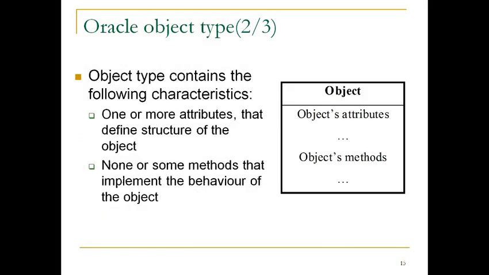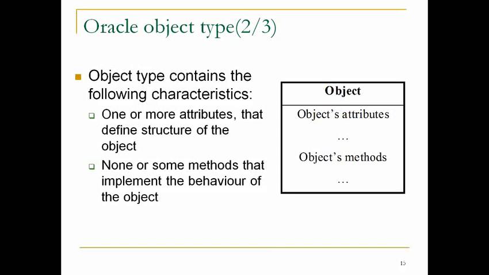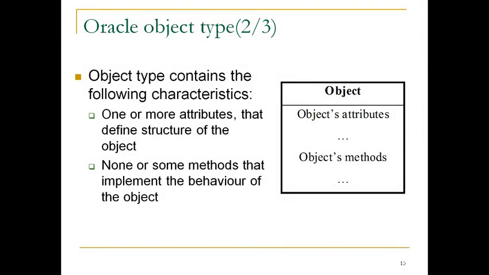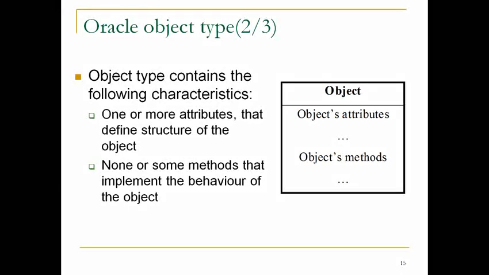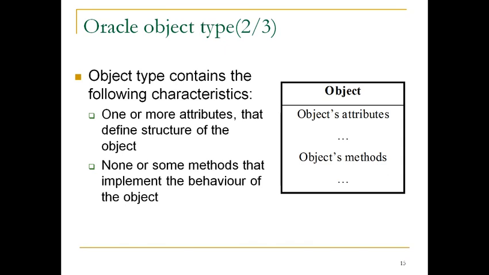So Oracle's object type is again very similar to a class. It contains one or more attributes that define the structure, or the state will be defined by these attributes. As you can see here, one or more, so an object must contain at least one attribute. But it can contain none or some methods. So there will be objects that have no methods, that have only the state, the data in it, and no methods.